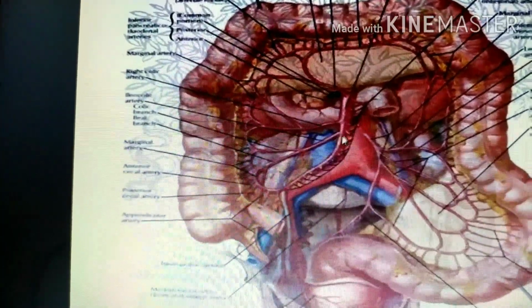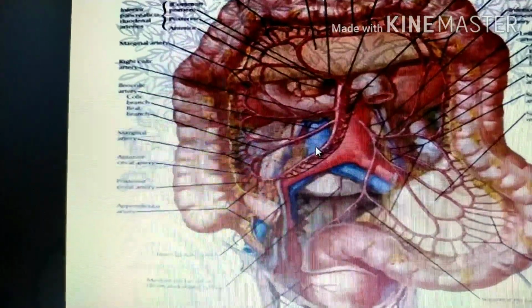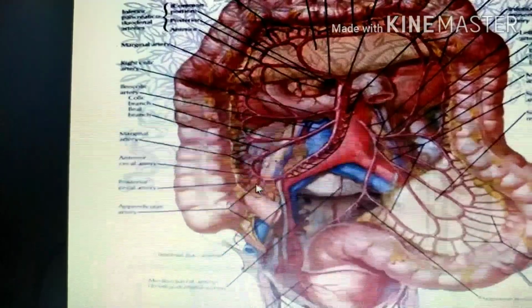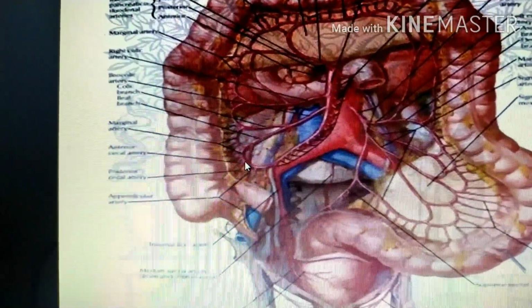Now in this image you can see the superior mesenteric artery, which runs along with the superior mesenteric vein within the mesentery. Both vessels pass in front of the inferior vena cava and right psoas major to reach the right iliac fossa. Here it ends by anastomosis with the ileocolic artery.